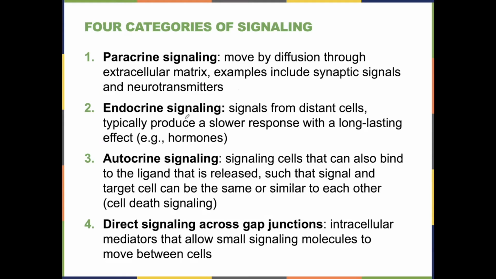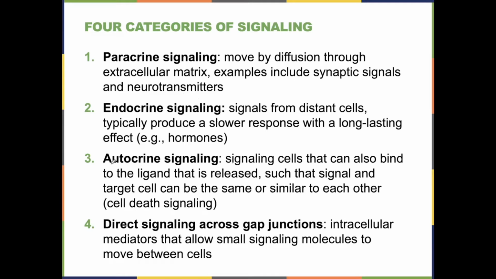In endocrine signaling, the cells are farther apart. In fact, in the case of the human body, this could be a cell that's in one organ and another cell that's far away in a different organ. And the message then would have to travel through the bloodstream to get from one cell to another. Hormonal signaling is an example of endocrine signaling.